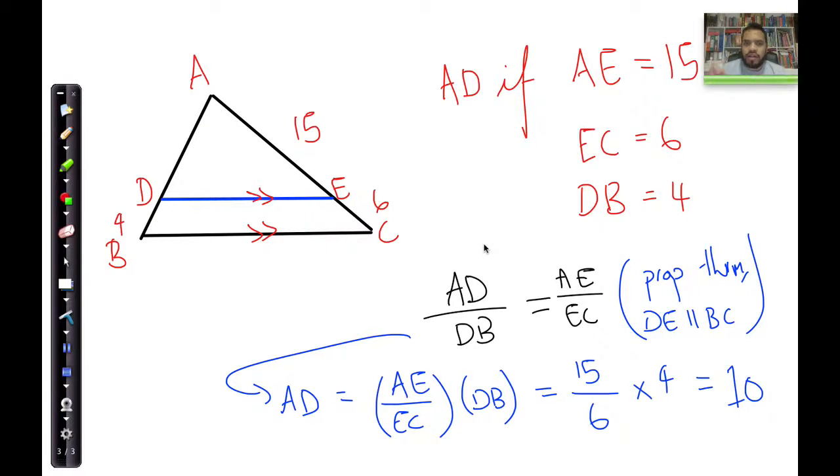Now, remember when I started this, I said the proportionality theorem states that when a line is drawn parallel to one of the sides of a triangle, the other two sides are divided proportionally. Okay.